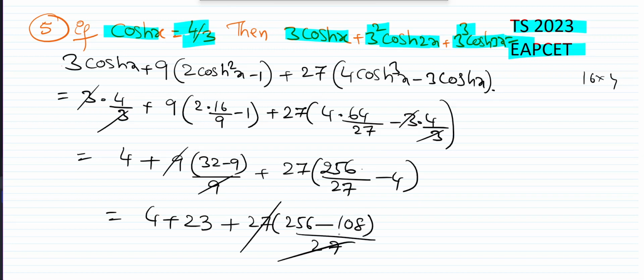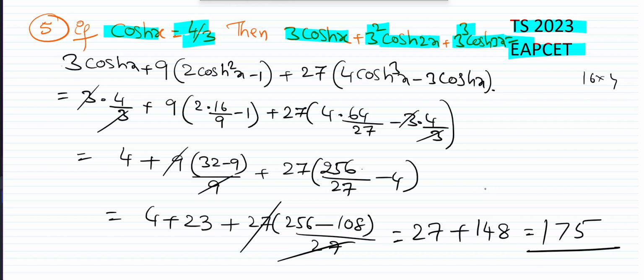Here the 27 cancels, that is 4 plus 23, this is 27, plus 256 minus 108, this is subtracting, this is 148. So add these two, 27 plus 148, this is 175. This is the required answer.